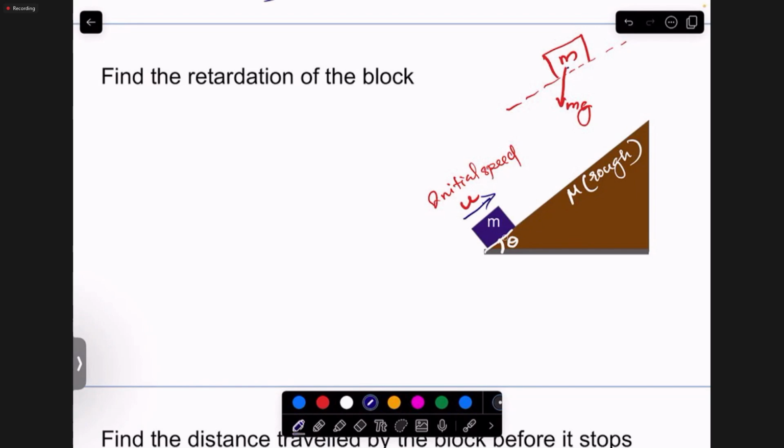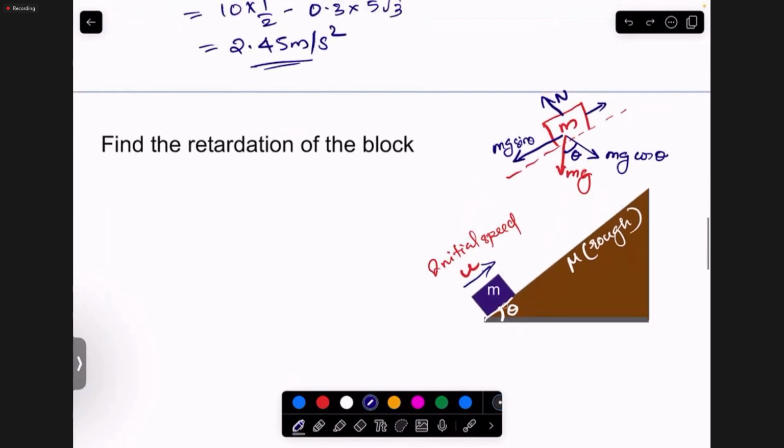and you can resolve this weight into its two components. One is perpendicular to the surface, and another is parallel to the surface. And this is having an angle theta. So this is mg cos theta, and this is mg sin theta. Because of this mg cos theta, there will be a normal force acting upwards, and there will be a frictional force. Now, the frictional force here, that is the key point over here. Now you should understand, I'm trying to push this block upwards.